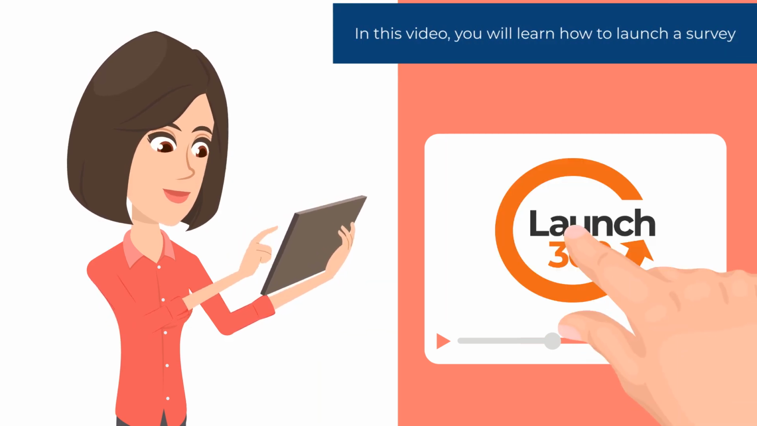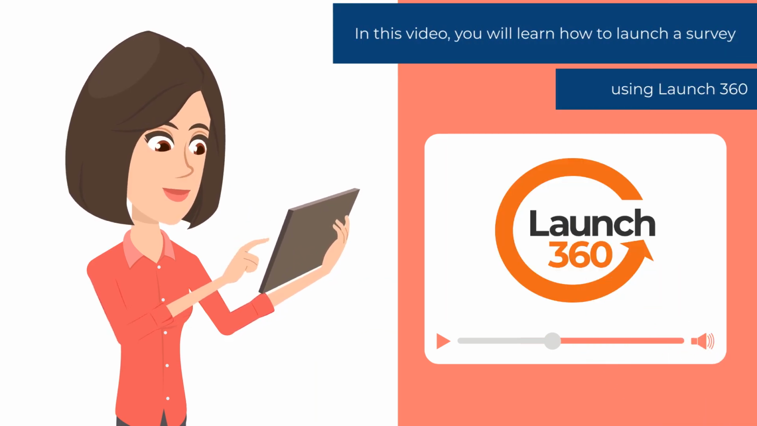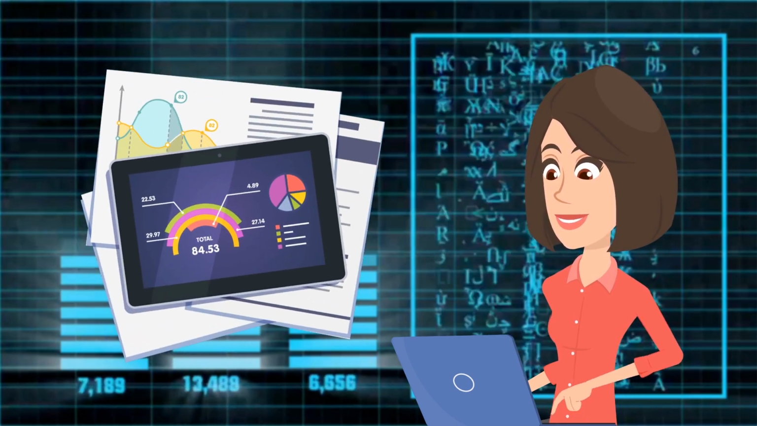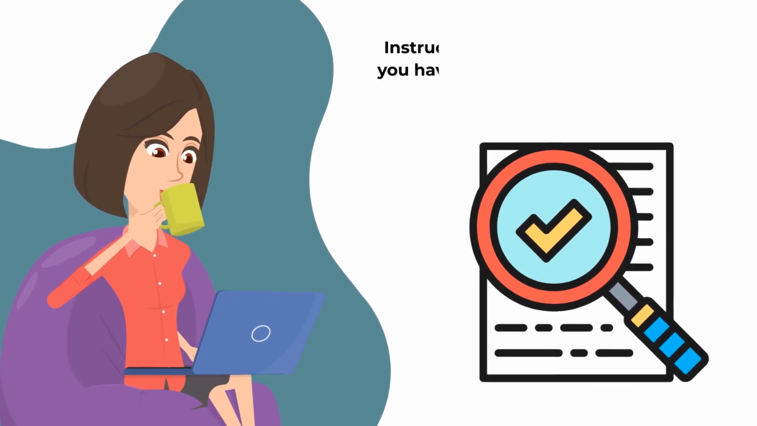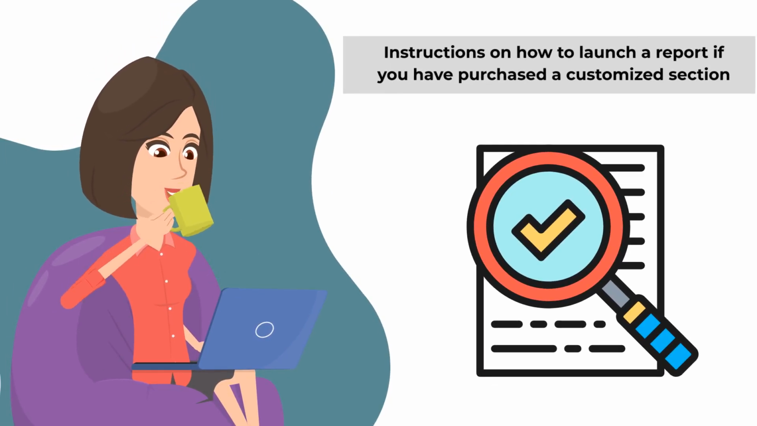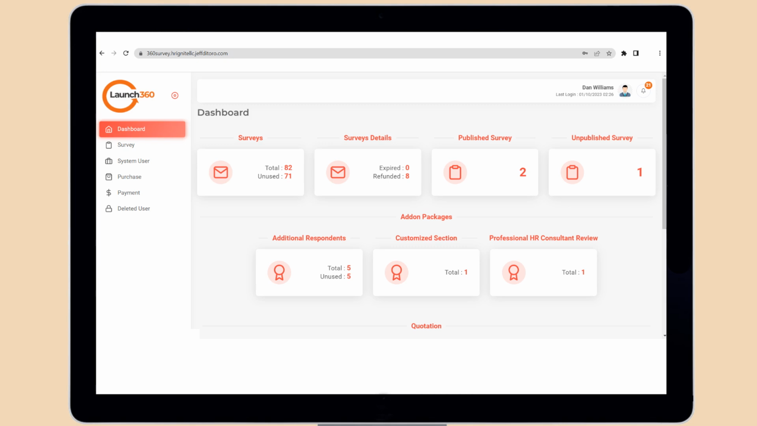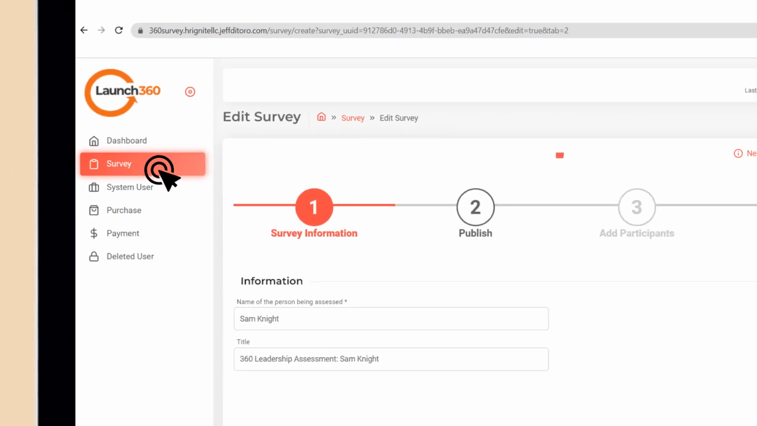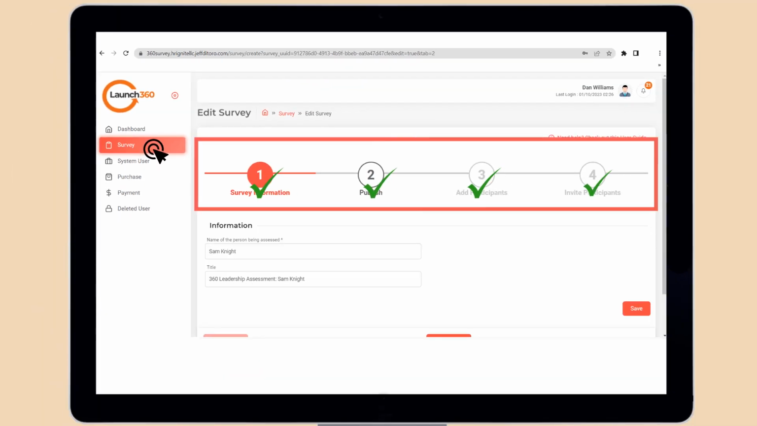In this video, you will learn how to launch a survey using Launch 360 and how to access the assessment report after the survey is completed. At the end of this video, you will also see instructions on how to launch a report if you have purchased a customized section. After selecting Survey on the left navigation bar, follow the steps 1, 2, 3, 4, etc.